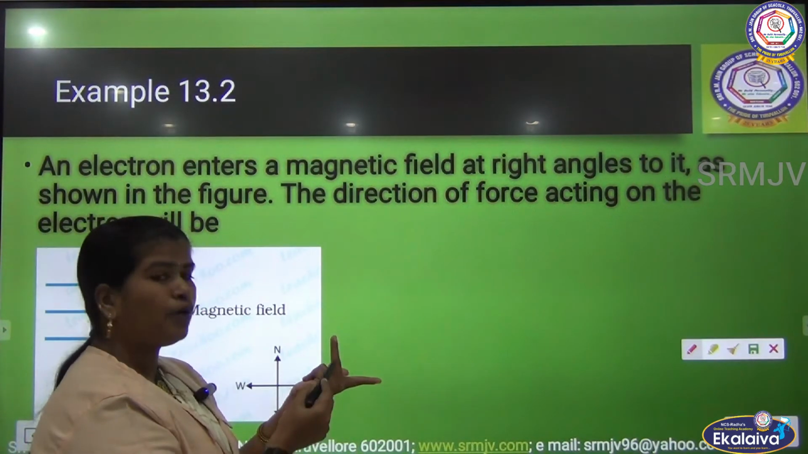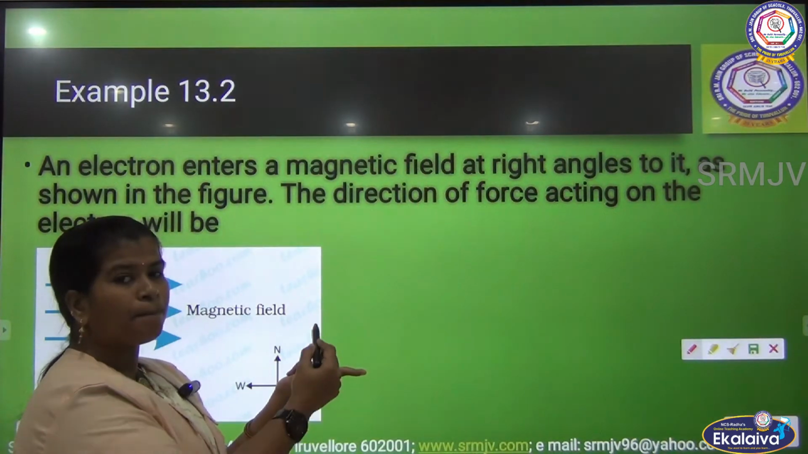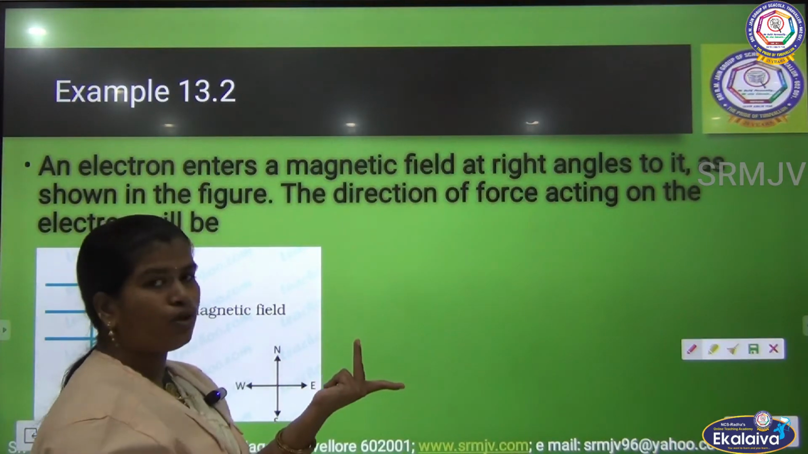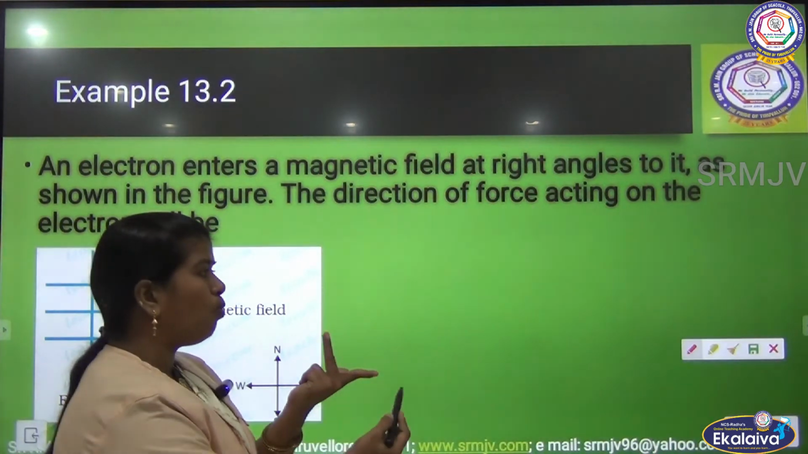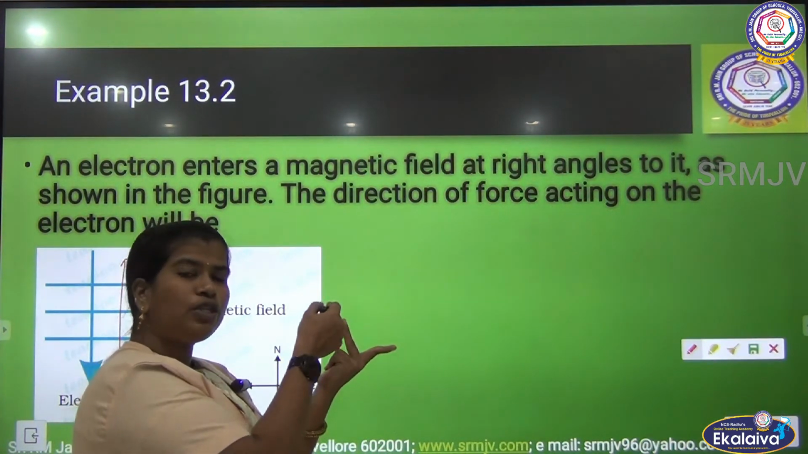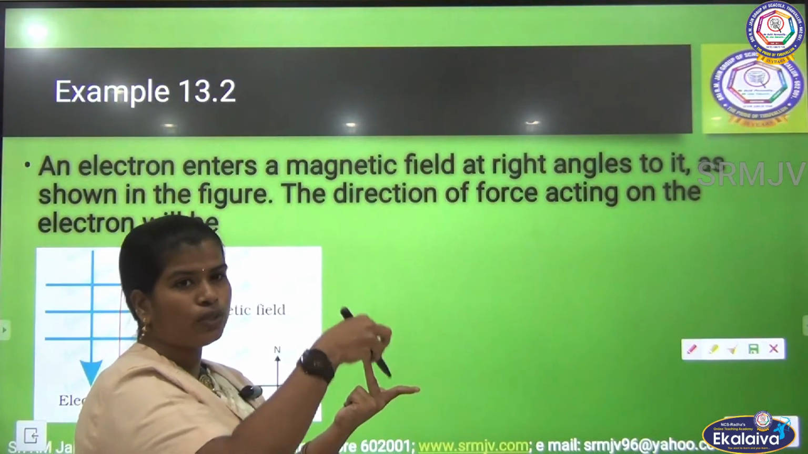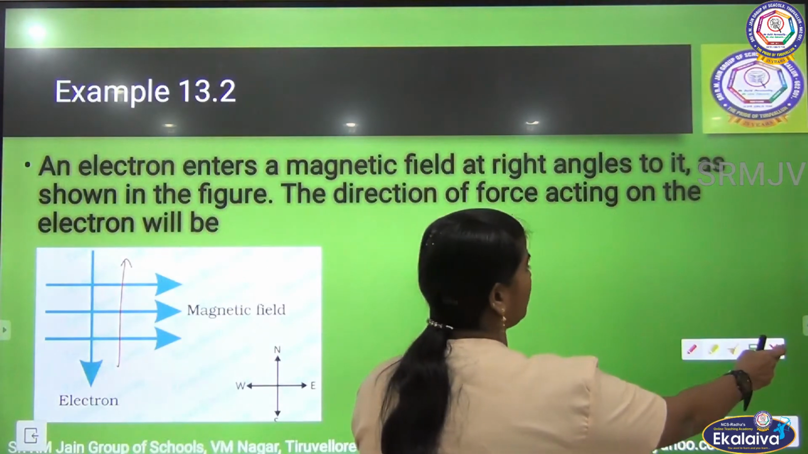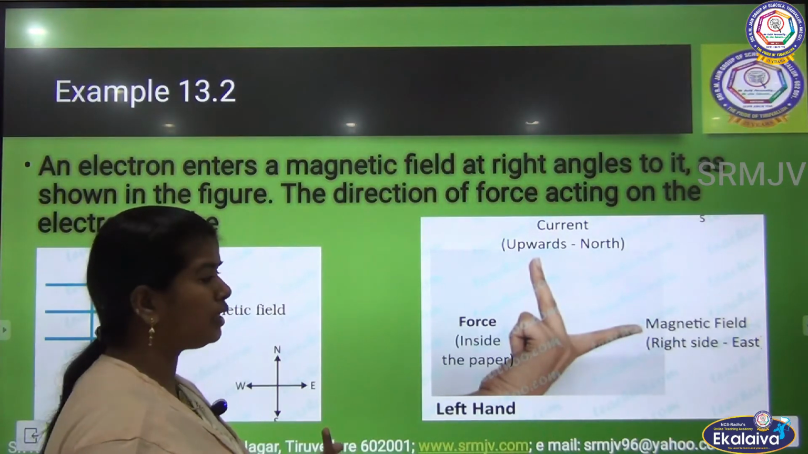So you have to keep your finger like this. This is the magnetic field and this is the direction of the electric current. If that is so, the force will be exerted into the board, or if you take it in a book, the force will be into the page. So you have to keep your finger in this way.